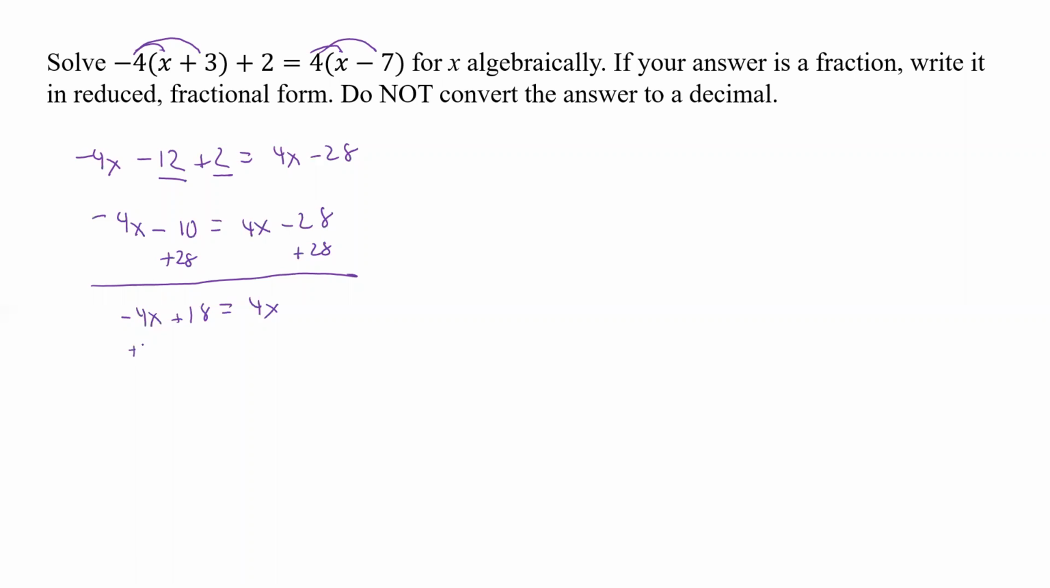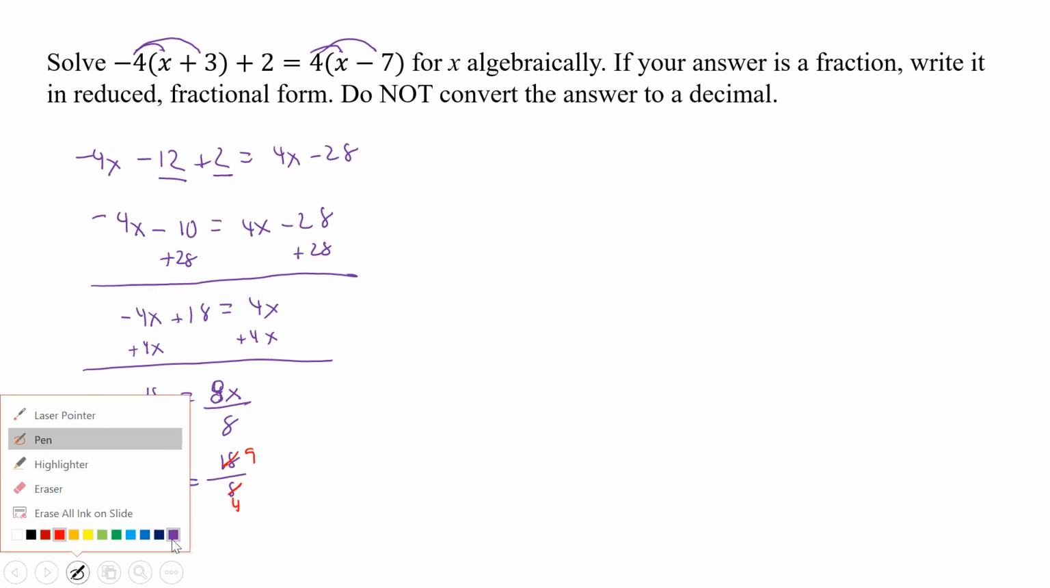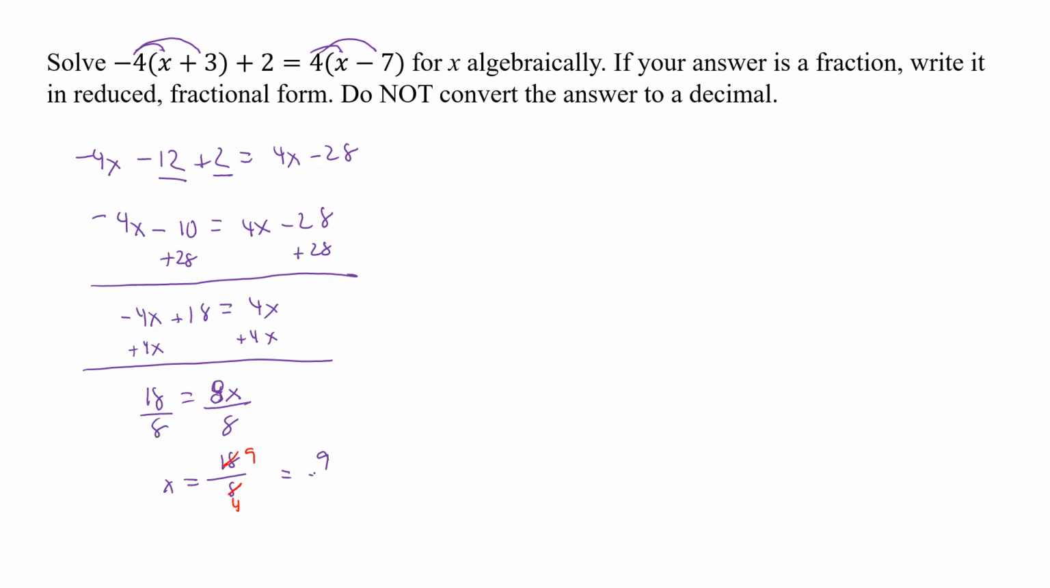And so if we add 4x, we get 18 equals 8x. Now we divide by 8. So x equals 18 over 8. But we can reduce. 2 will go in here 4. 2 will go in here 9. And so then our final answer is 9/4.